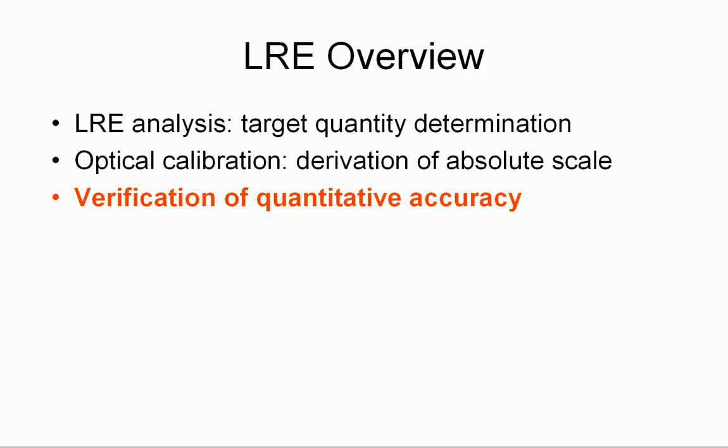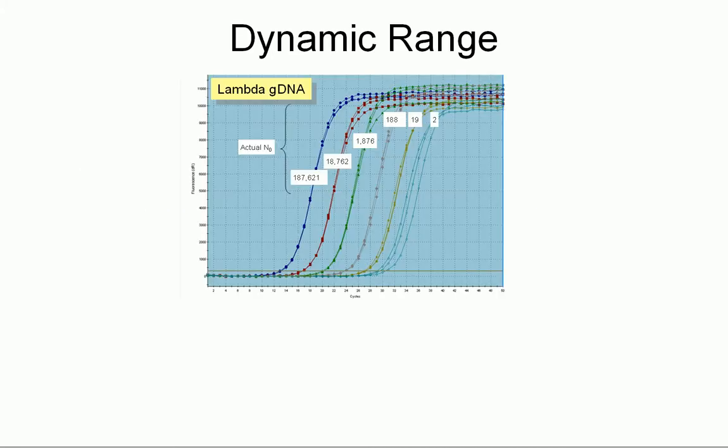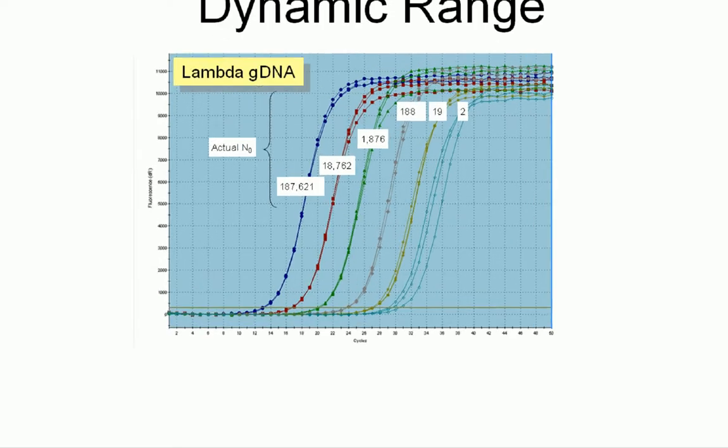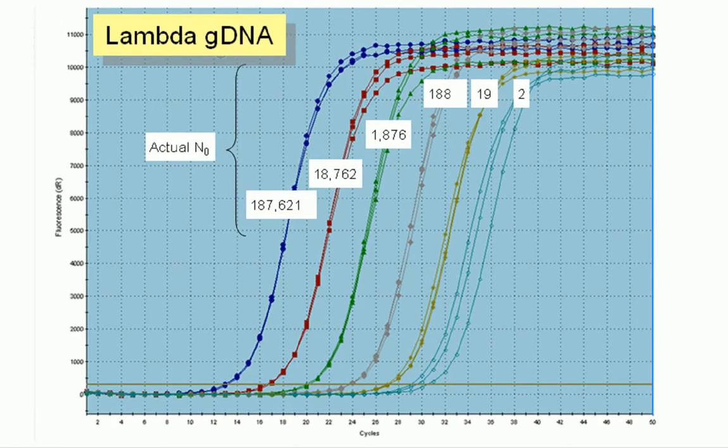In this presentation, I will describe some of the methods we have used to assess quantitative accuracy. One of the central attributes defining the performance of a quantitative assay is dynamic range. Historically, dynamic range has been determined by serially diluting a target in order to determine at what point quantitative accuracy is lost.